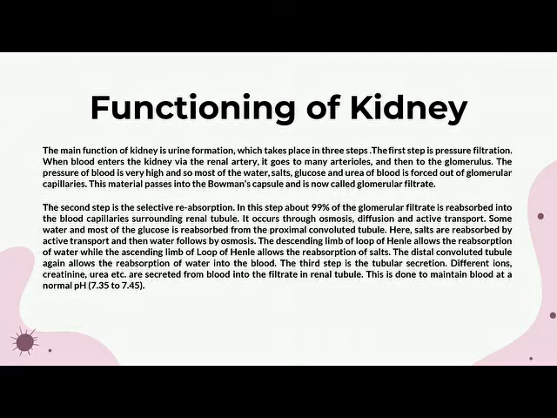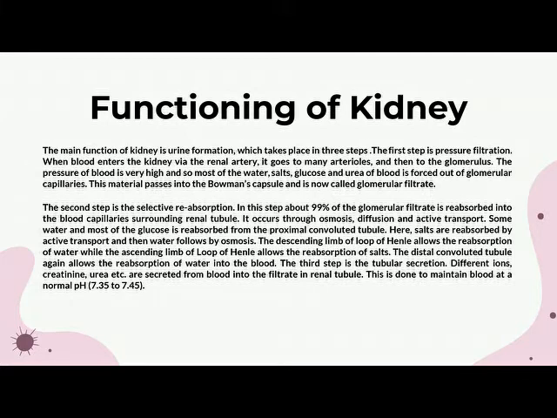In this step, 99% of this glomerulus filtrate is reabsorbed into the blood capillary surrounding the renal tubule, because the renal tubule is the area which is after the Bowman's capsule. Selective reabsorption occurs through 3 processes: the first one is osmosis, second diffusion and third is active transport. Some water and most of the glucose is reabsorbed from the proximal convoluted tubule. Here salt is reabsorbed by active transport and then water follows by osmosis.